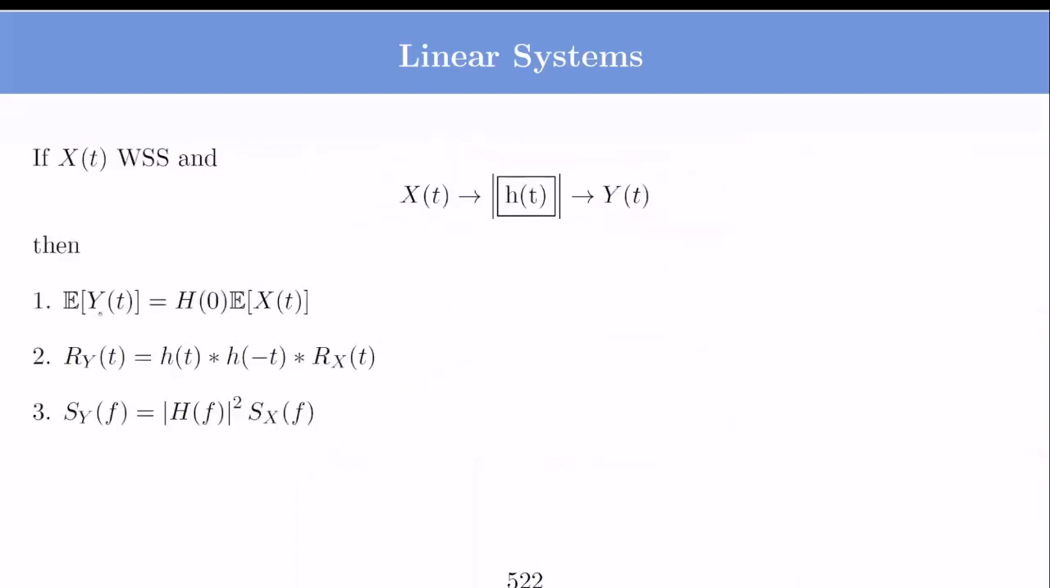So these are the three results which we get here. The mean of y would be the multiplication of the mean of X into H(0). The autocorrelation of Y would be equal to the convolution of h(t) convolved with h(-t) convolved with Rx(t). And in the Fourier domain, it means that the PSD of Y is equal to the PSD of X into the transfer function absolute value squared.